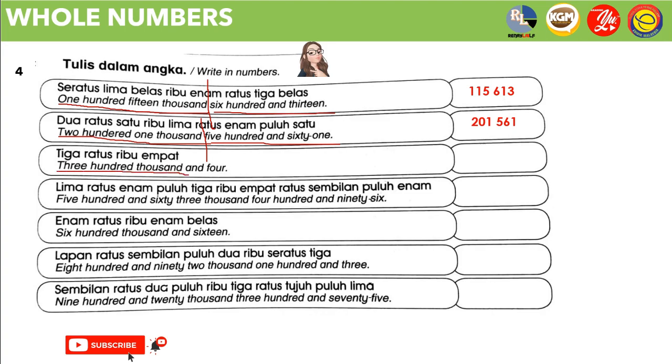300,000 is 300 and 4. So we're going to put 4 at the end. So it's 300,004. Let's see the answer. Yes, that's correct. Okay, next one, number 4.